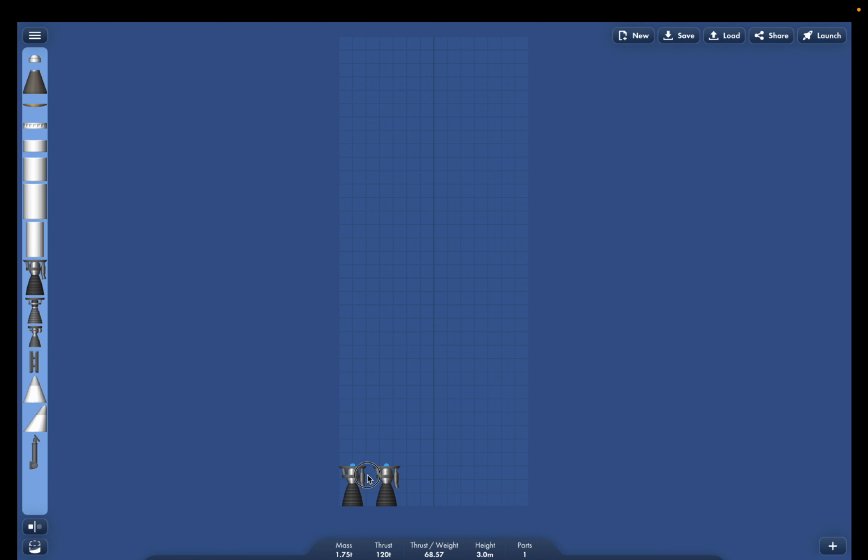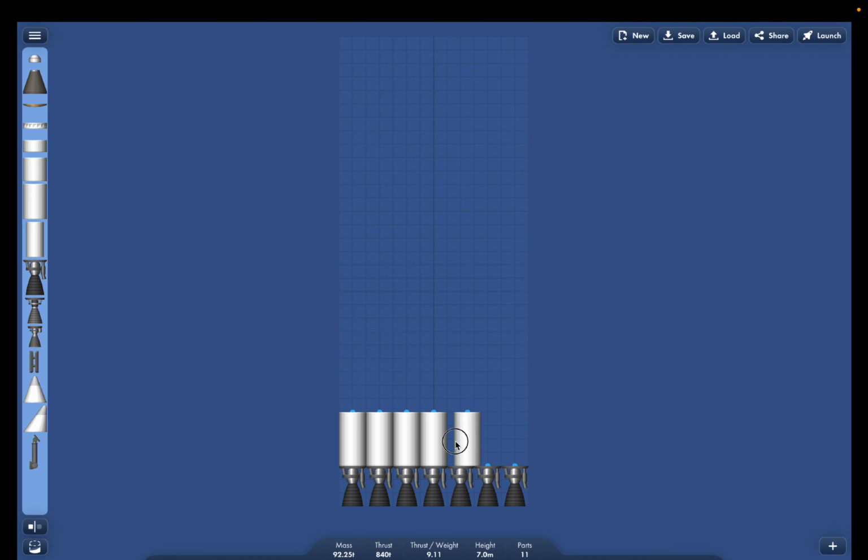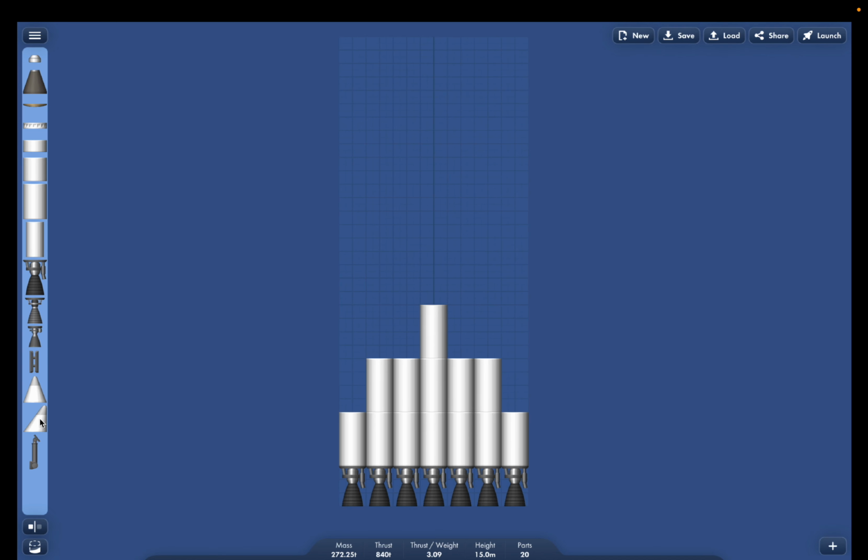First, place the engines on the bottom of your blueprint. Here are the engines. Then place the fuel tank on top. Fuel tank. Then place the capsule on the fuel tank.